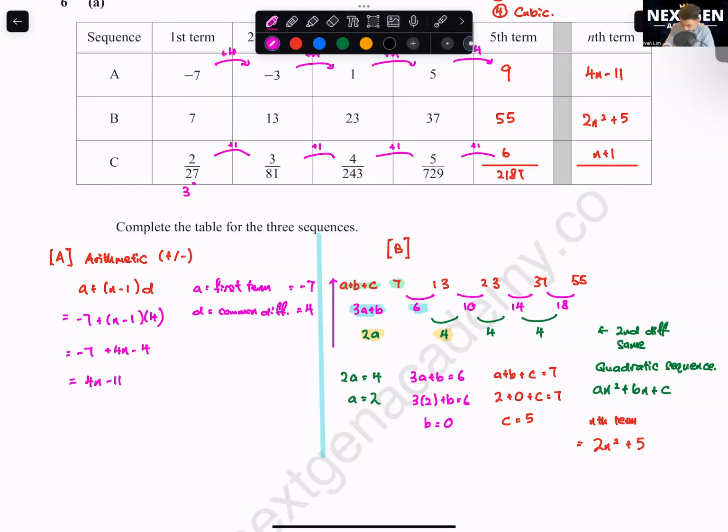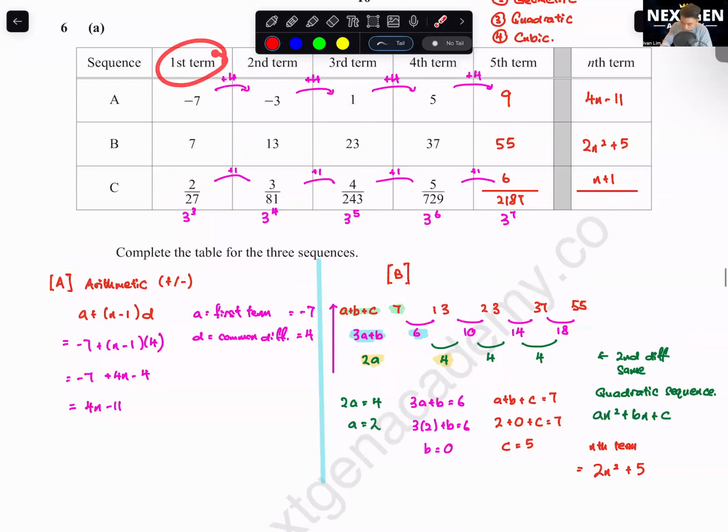So here, 3 cube, 3 power 4, 3 power 5, 3 power 6. So over here will be 3 power 7. Okay, but how do I write it as a general expression here? When my n is 1, is 3 cube. Okay, 3 power n plus 1. Okay, 3 to the power of n. Okay, think carefully. Okay, Irfan says 3 to the power of n plus 2.